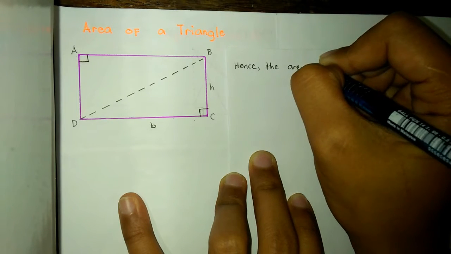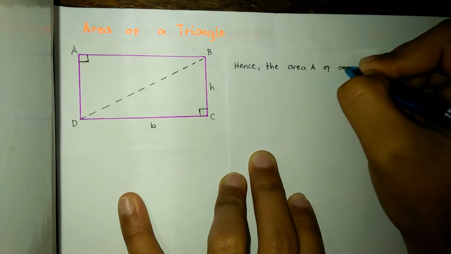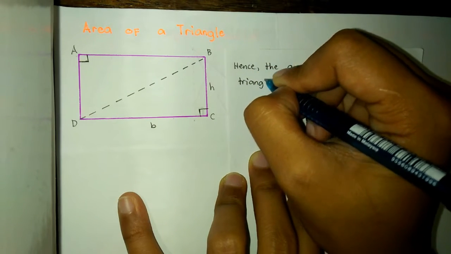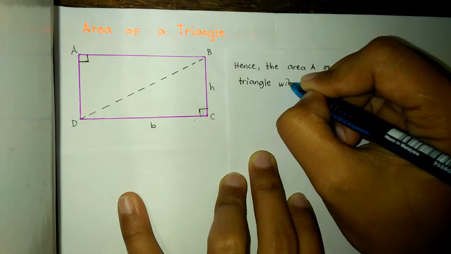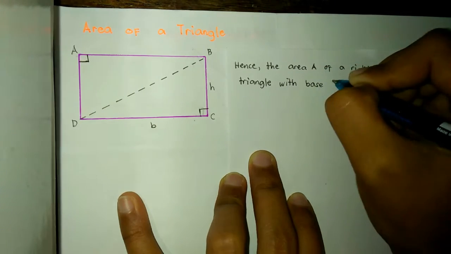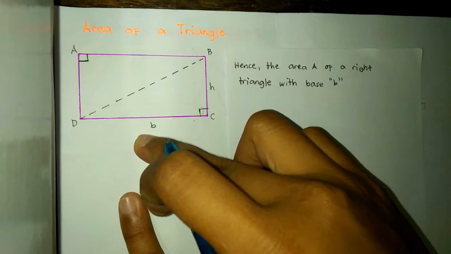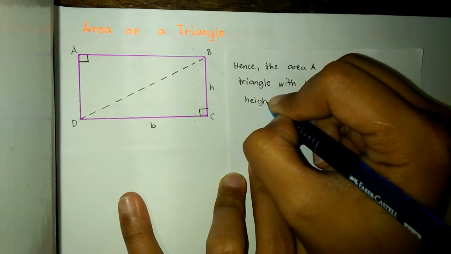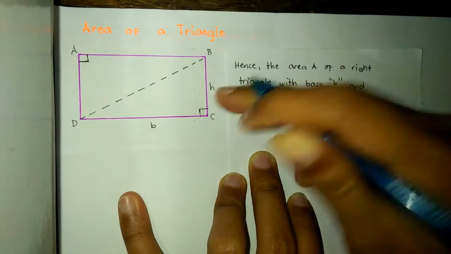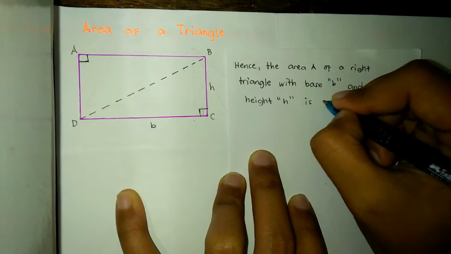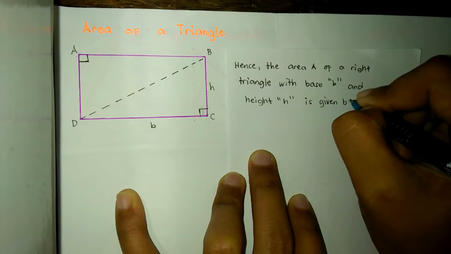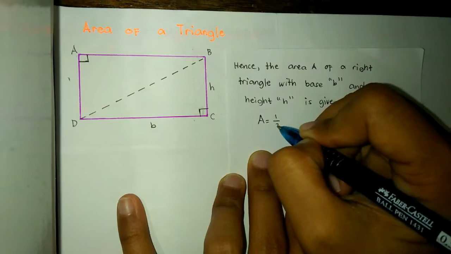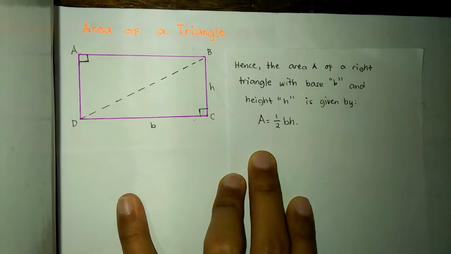the area A of a right triangle with base b, which is this, and height h, this, is given by A is equal to 1/2 base times height.